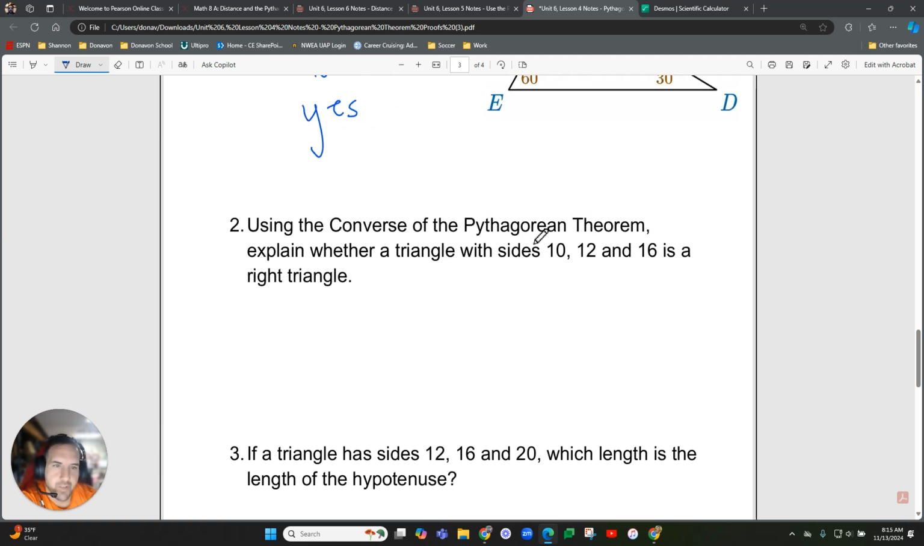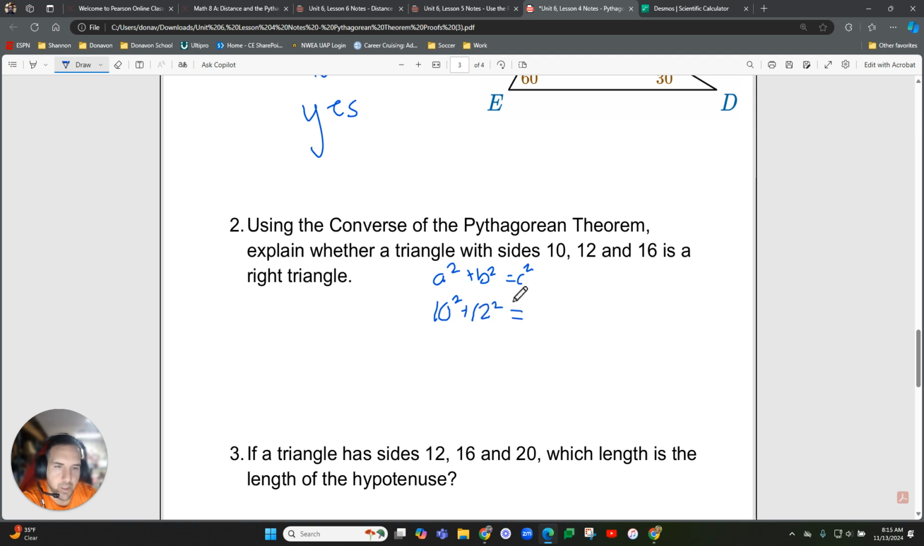All right, use the converse of the Pythagorean theorem to explain whether a triangle with sides 10, 12, and 16 is a right triangle. Basically, it has to be able to fit into this formula: a squared plus b squared equals c squared. And we know that 16 has to be c. Again, a and b don't matter, the order doesn't matter.